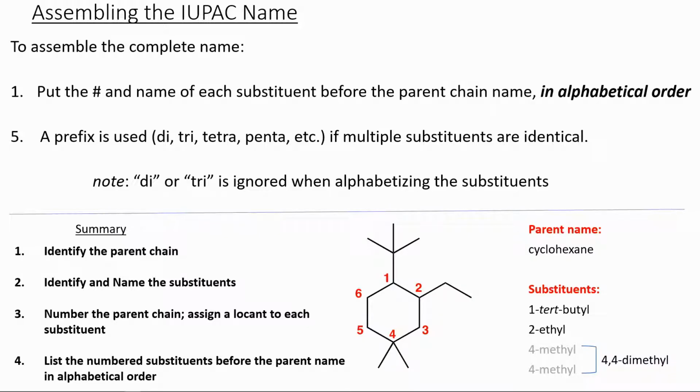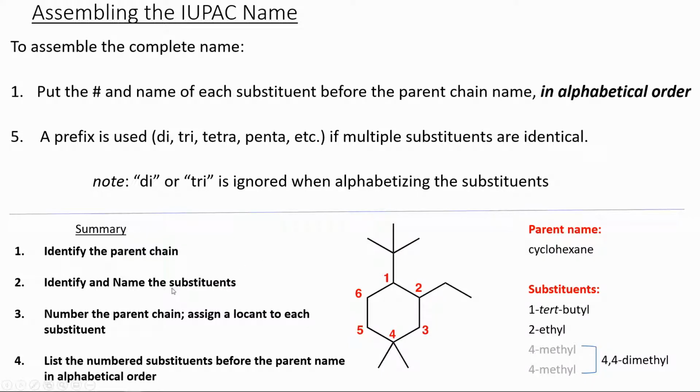Alright, and to summarize, we'll assemble the complete name, put the number and name of each substituent before the parent chain, and this is in alphabetical order. We ignore these prefixes that we can use if multiple substituents are identical. So for example, if we have 3 methyl groups at the 2, 4, and 6 positions, it would be 2,4,6-trimethyl, but we would ignore the tri when we're alphabetizing the substituent, so it would go off of the methyl.